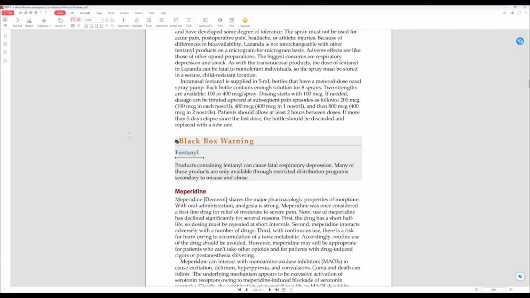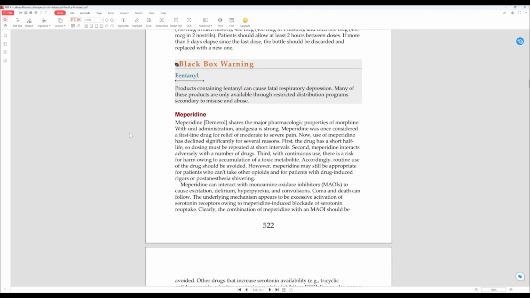Two strengths are available, and the dosing usually starts again with 100 micrograms. And if needed, dosage can be titrated upward at subsequent pain episodes, as follows. Patients should allow at least 2 hours between dosing. If more than 5 days elapse since the last dose, the bottle should be discarded and replaced with a new one. Which brings us to its black box warning.